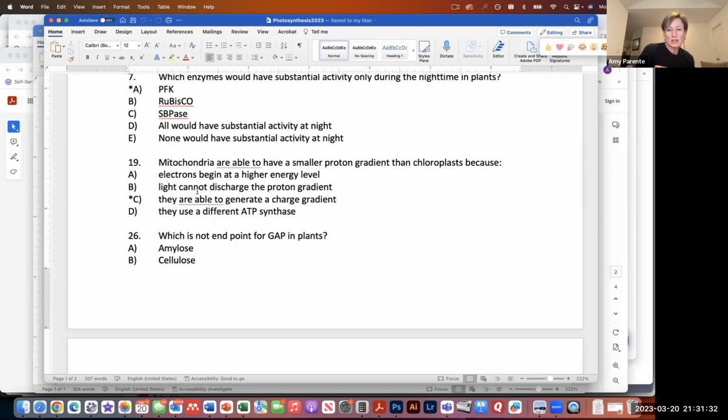Light discharging a proton gradient really doesn't have anything to do with mitochondria. And electrons don't begin at a higher level. That's not necessarily the reason that they can have a smaller proton gradient.